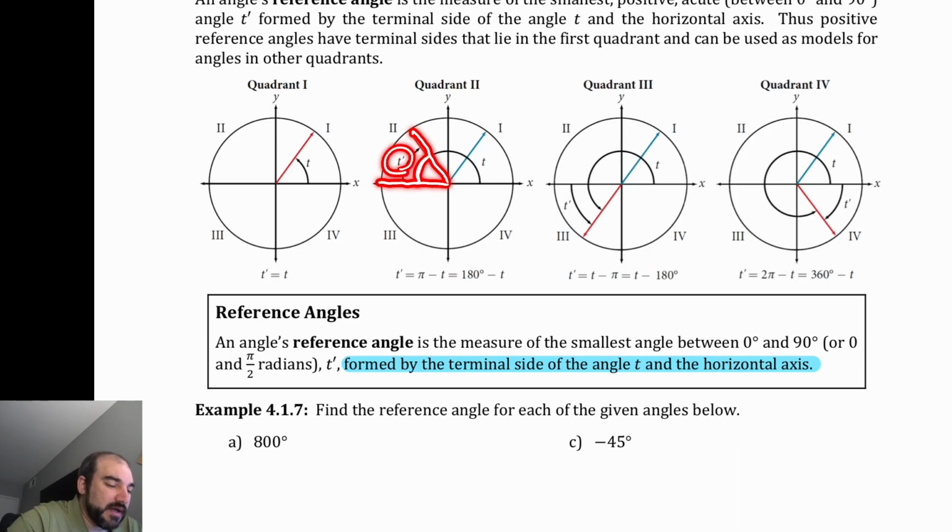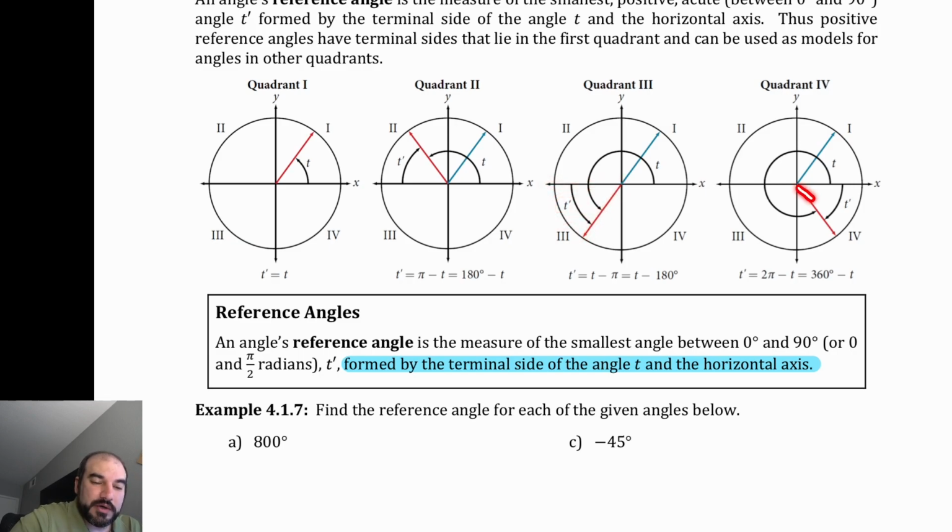That's what the reference angle will be. In the third quadrant, this red side is my terminal side. This was the original angle, right? Opened all the way to here, something between 180 and 270. The reference angle for that would be the terminal side and the x-axis. We make an acute angle with the terminal side and the x-axis, and that is our reference angle.